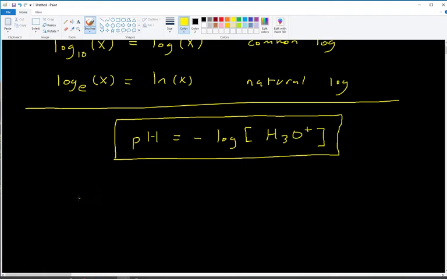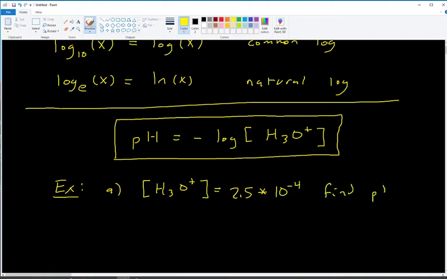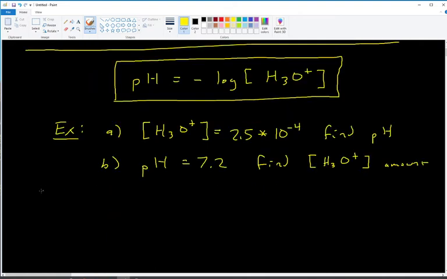So the way that they do this, for this example, we'll say for part A, suppose the H3O plus amount is equal to 2.5 times 10 to the negative fourth power, and we want to find the pH. And then part B is going to be the reverse. Suppose the pH is equal to 7.2, and we want to find the H3O plus amount.